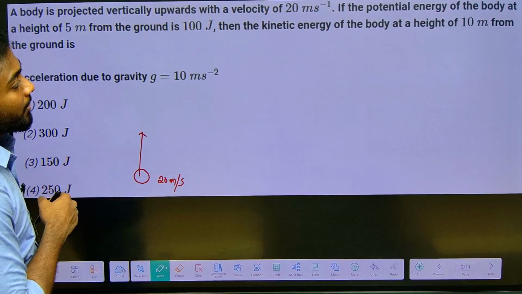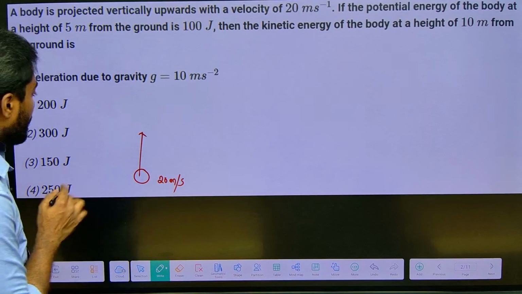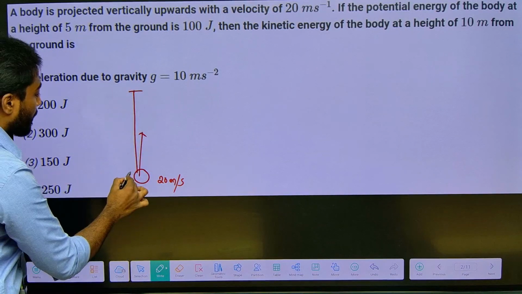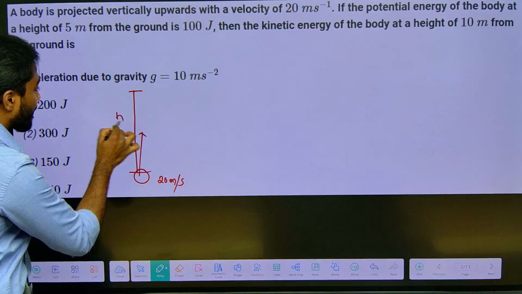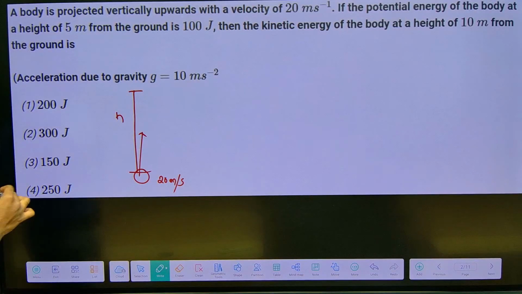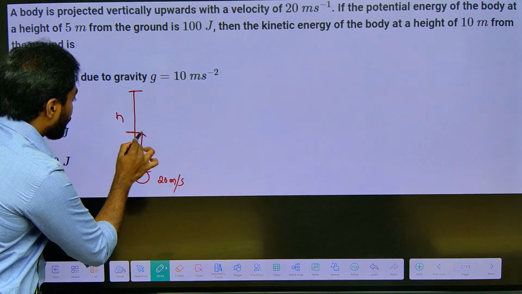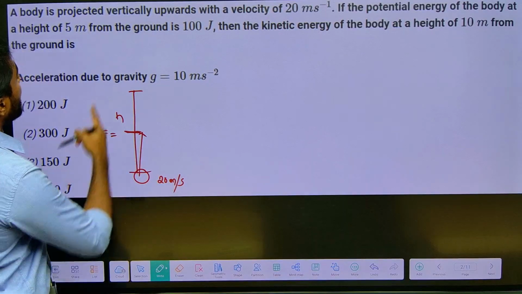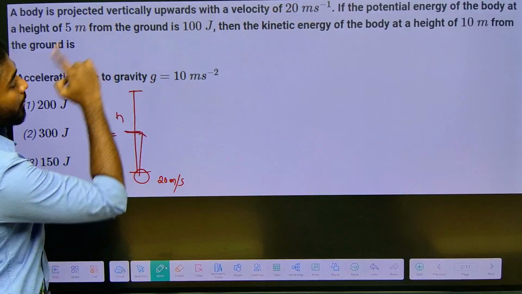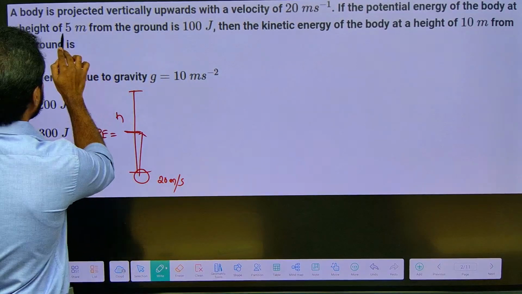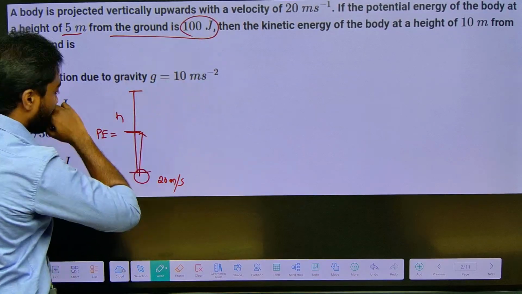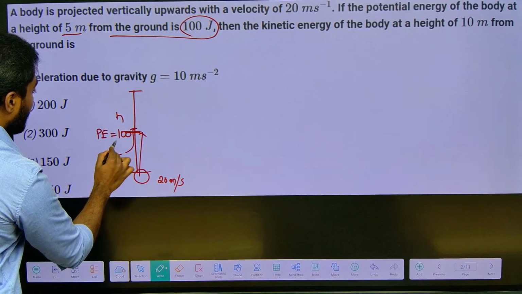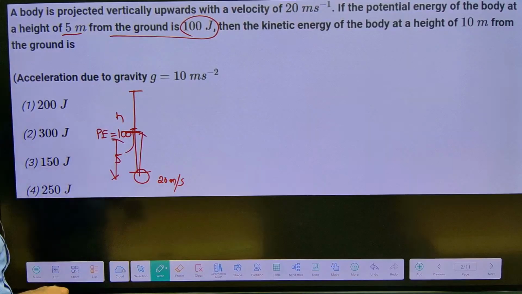If the potential energy of the body at 5 meter, I don't know the total height, so I will take the total height as h. But at 5 meter, the potential energy is equal to 100 joules. At 5 meter from the ground it is 100 joules. So this height is 5 meter.